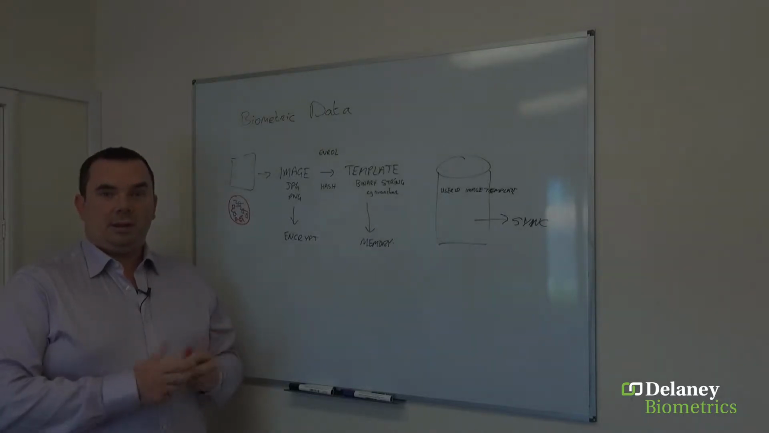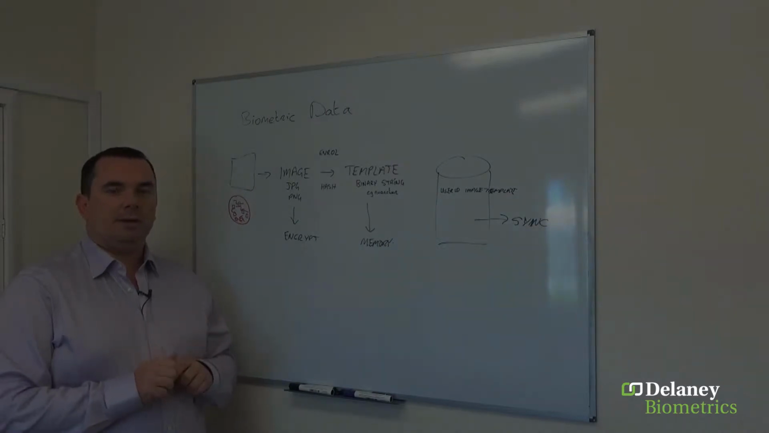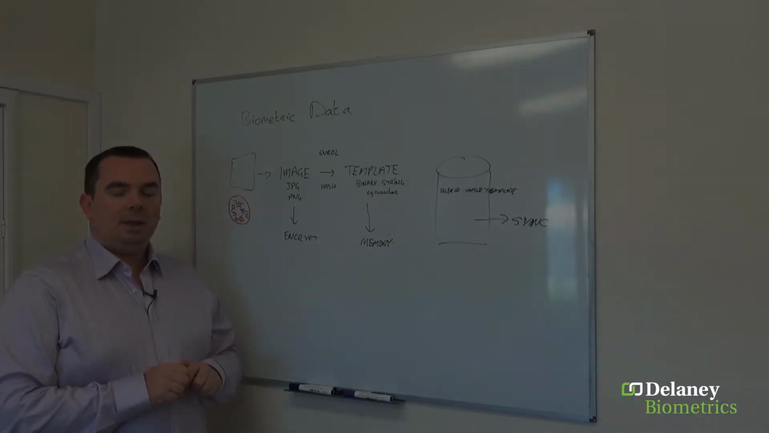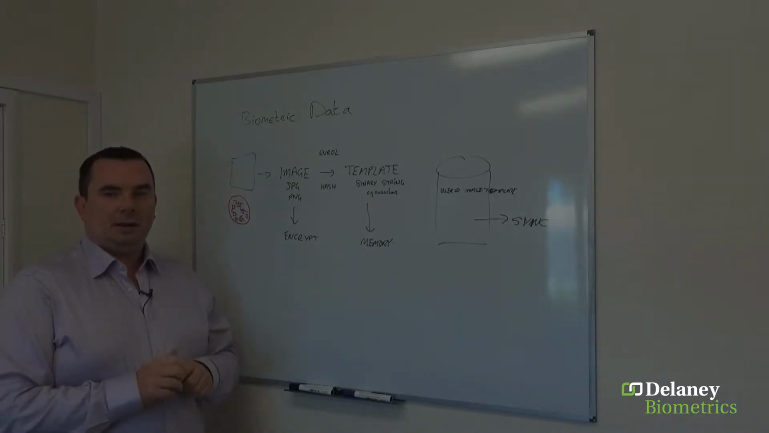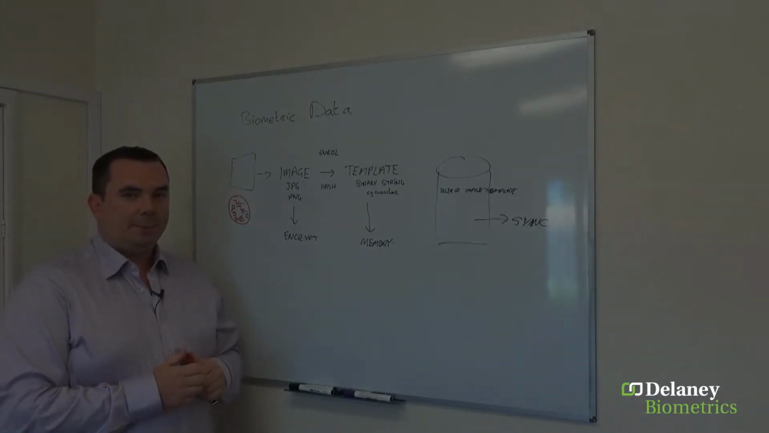What it's doing is taking, in most cases, a raw image of your fingerprint or your face or your iris, converting that into a binary string representation of that image, and then storing that in a database. So let's have a look at what that means for a software developer.